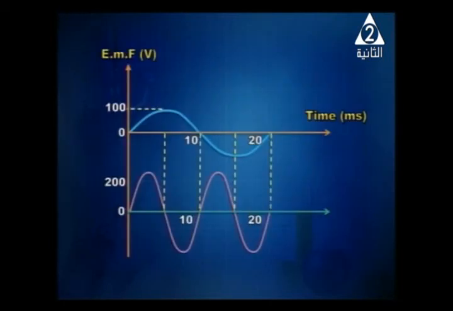Okay, in front of you, the two diagrams are shown. First of all, maximum EMF will be doubled. Instead of 100, it will be 200, and number of revolutions is doubled. For example, in a time of 10 milliseconds, we've got half cycle in the first diagram, but in the second we've got a complete cycle. In 20 milliseconds, we've got just one cycle in the first, but in the second diagram, we've got two cycles.